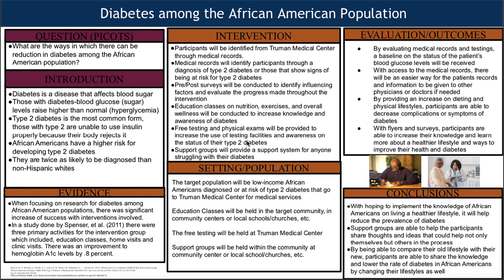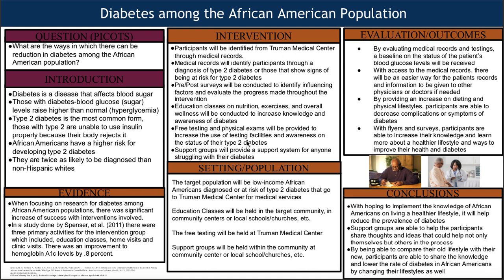For our evaluation and outcomes, we will be evaluating medical records and testings. A baseline on the status of the patient's blood glucose levels will be received during this time. With access to medical records, there will be an easier way for the patient's records and information to be given to other physicians or even doctors if they need it.